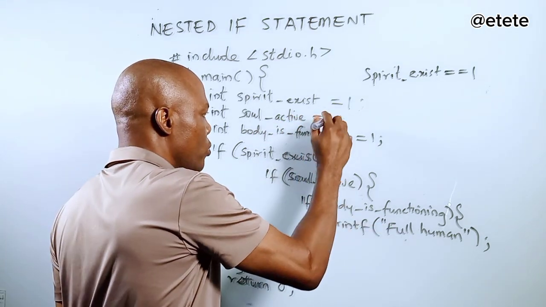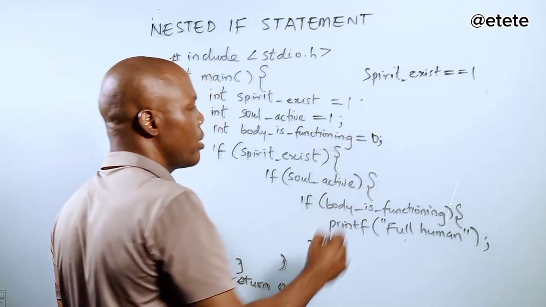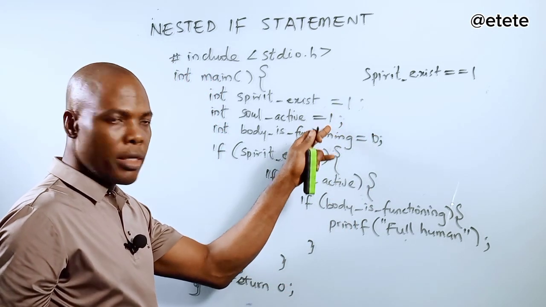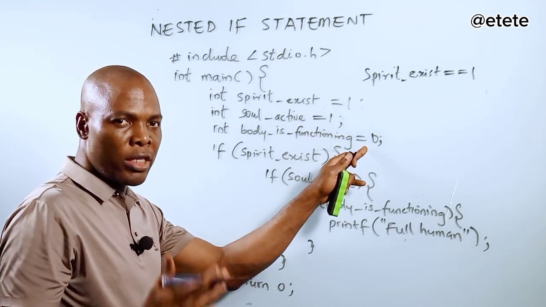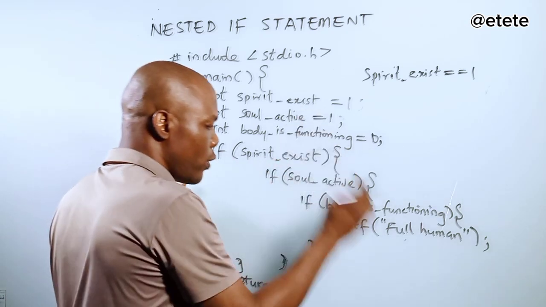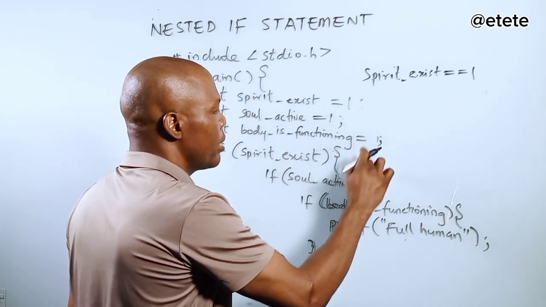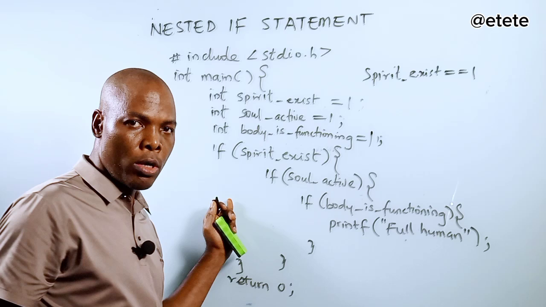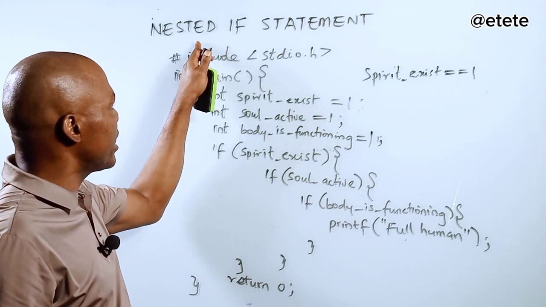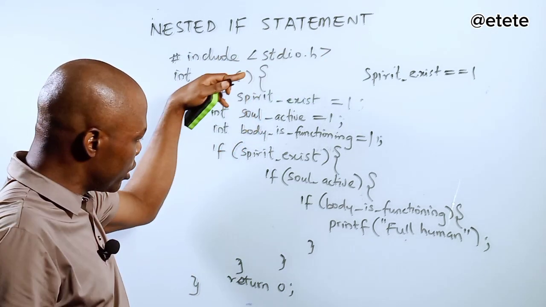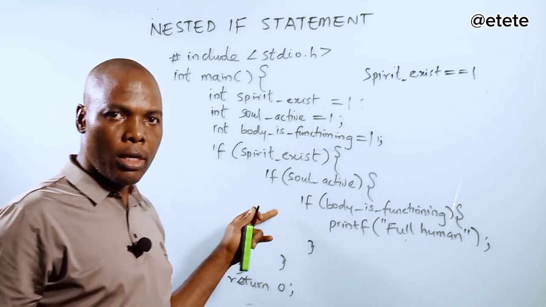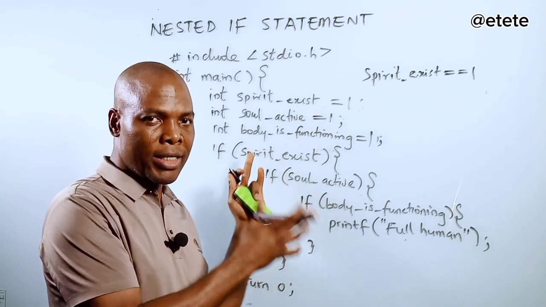But if I change this to 1 and I change this to 0, it means spirit and soul exist, but the body does not exist, so you cannot see practical manifestation. So for you to have this full human on the screen, then you must have everything as 1. So that is the concept of nested if statement, which you have just seen me demonstrate. So you can make it much more complex than this.